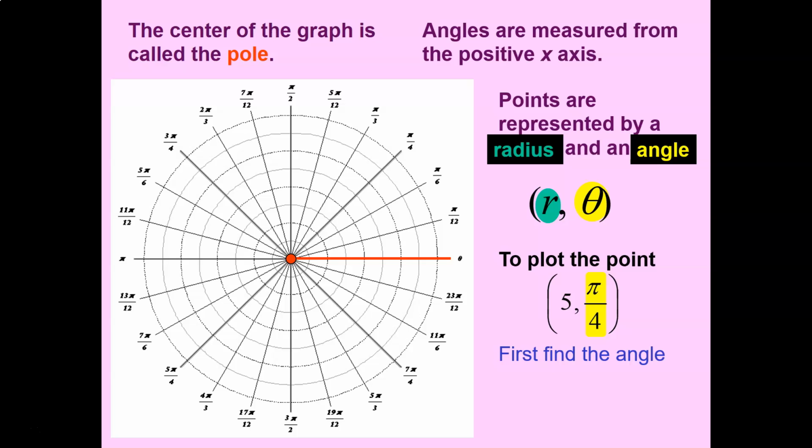You need to be comfortable going back and forth between radians and degrees. For pi over 4, to find that angle you start on the positive x-axis and always rotate in a counterclockwise direction, going up from the positive x-axis pi over 4. There it is. Then you move out along that terminal side, the blue side, 5 steps: 1, 2, 3, 4, 5. And that's your dot. That's all there is to it. That's how you plot a point in the polar coordinate system. First you go the angle, and then you go out that far.